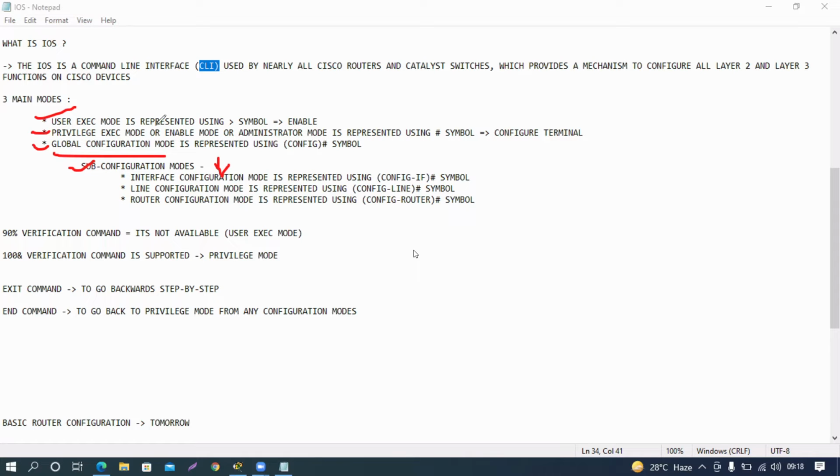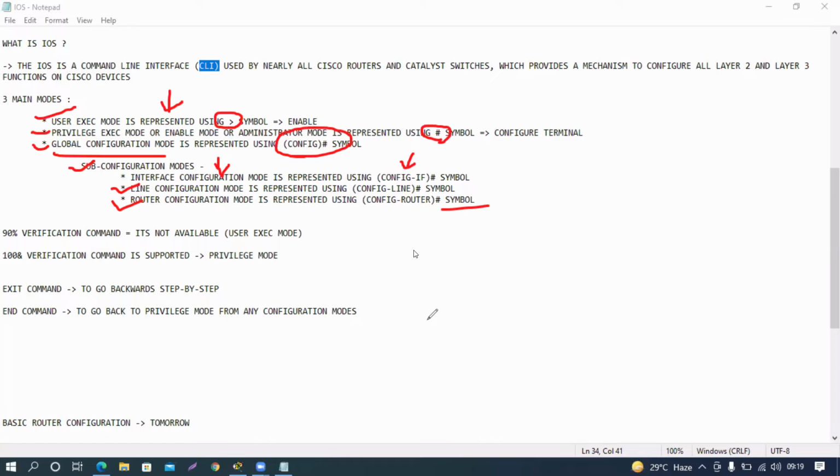All these modes are always represented using symbols. Okay, like this greater than sign, which represents user exec mode in iOS. Like this hash symbol, which represents privilege exec mode in iOS. Like this symbol, config hash, which represents global configuration mode. This config-if hash, interface configuration; config-line hash, that is your line configuration mode. Config-router hash, that is your router configuration mode. All these are different modes which are represented using different symbols.